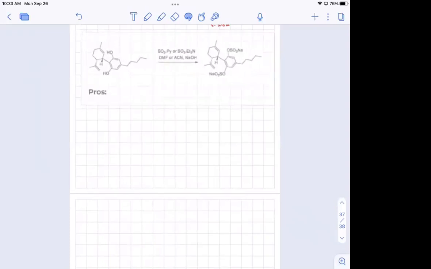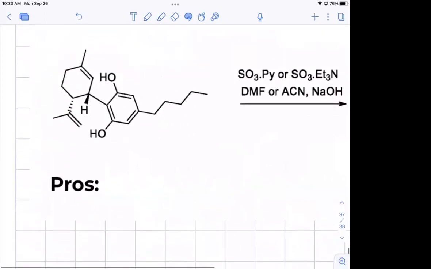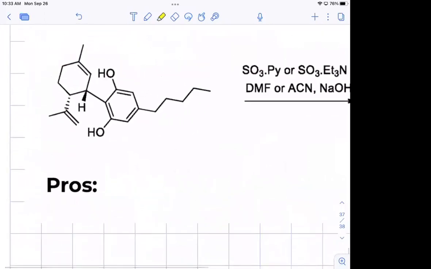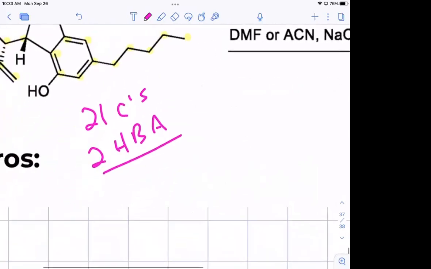Let's see what they did. Right. So let's look at the CBD itself. 1, 2, 3, 4, 5, 6, 7, 8, 9, 10 carbons there. 11, 12, 13, 14, 15, 16, 17, 18, 19, 20, 21 carbons. You got 21 carbons, 2 hydrogen bonding atoms. Right. So we know that this is insoluble. We saw that with THC.